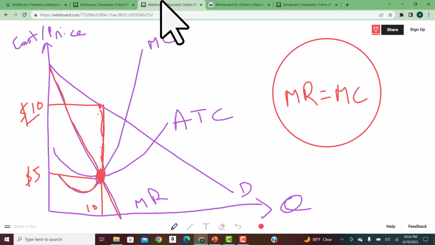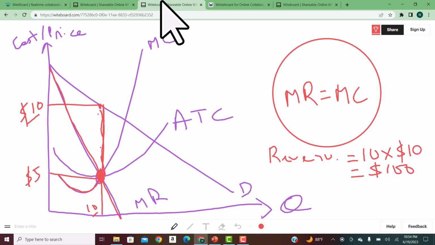So now we know the price, we know the output. Your revenue is you're selling 10 units at $10 each, so your revenue is $100. Now what's your total cost? Remember, your average total cost is also at the point where the marginal cost is intersecting MR. So we take the cost at that point, and at that point the cost is $5. So total cost is 5 times the 10 units you're producing, so $50.